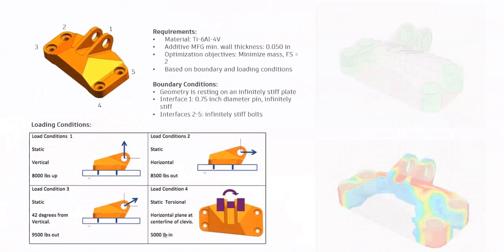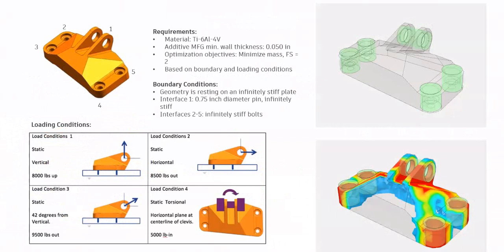So for the GE Jet Engine Bracket Challenge itself, the requirements were presented to us. We knew a specific titanium material that they were looking to solve with. We knew all of their loading conditions on the lower left-hand side of the screen. And we knew that they had some additive manufacturing requirements that we had to adhere to.